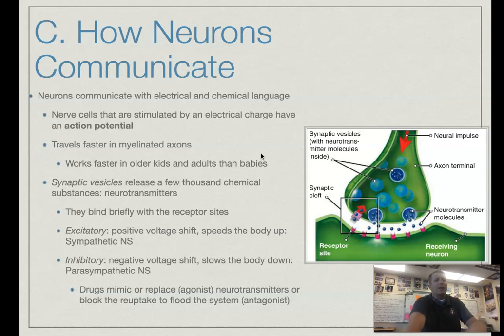Neurotransmitters, they block the reuptake. So anything that doesn't find a receptor cell, it's like the neuron sucks it back up. And so drugs can mimic this. They can block the reuptake of some of this, the antagonist or the agonist. A neuron either fires or doesn't.